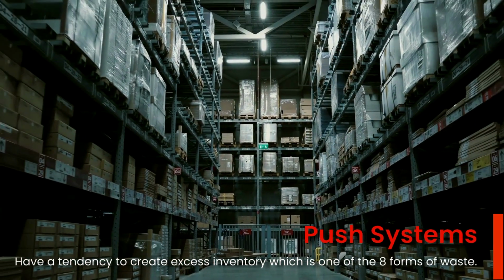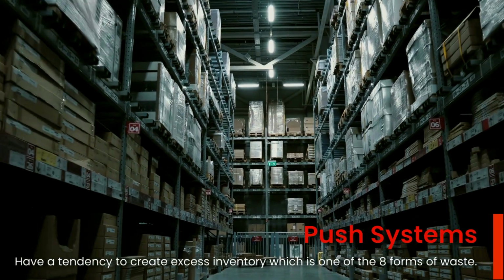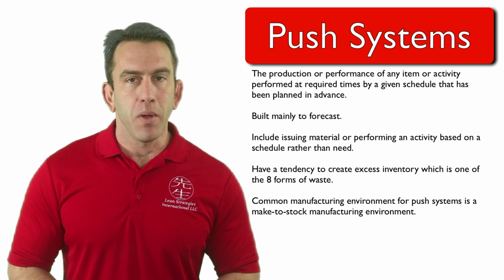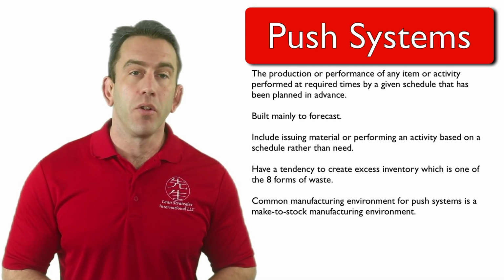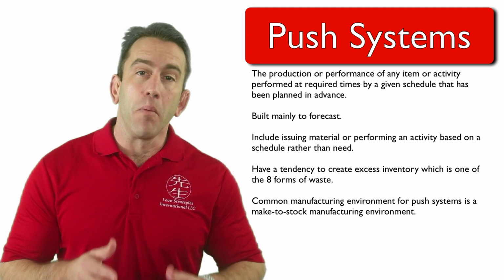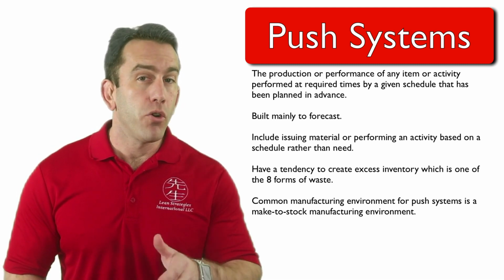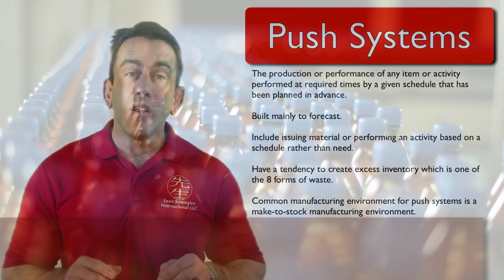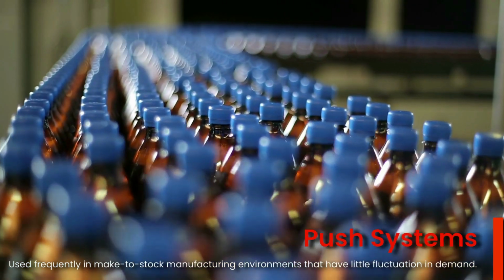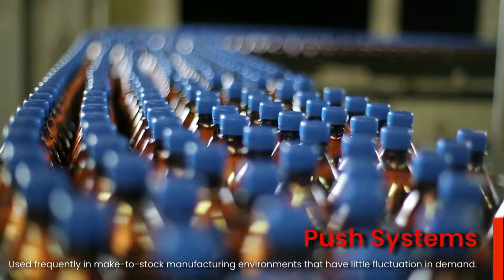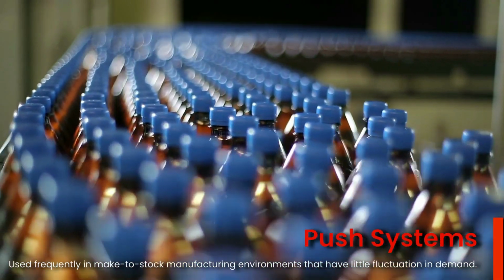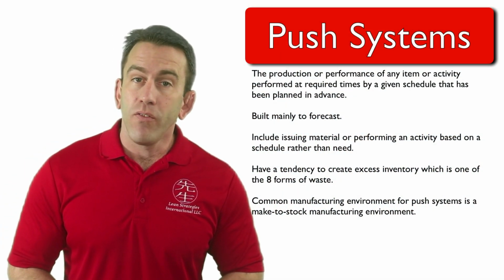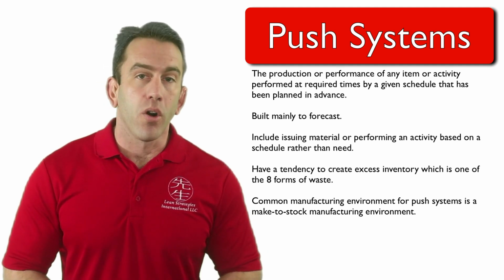Push systems create excess inventory, which is one of the 8 forms of waste. Remember, a push system means that a company produces goods according to a demand forecast. A common manufacturing environment for push systems is a make-to-stock manufacturing environment. These types of production environments are often used to produce goods that have almost no fluctuation in demand. In essence, push systems attempt to anticipate future demand using historical data.